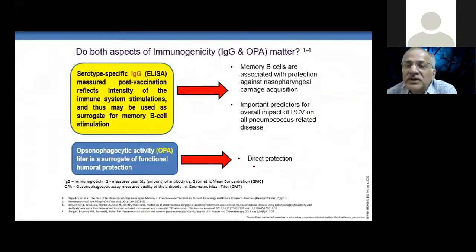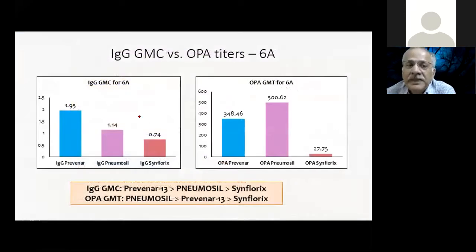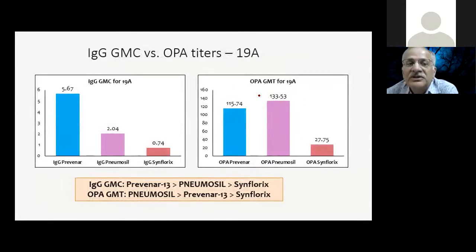But also they would mention that direct protection is the OPA titers, and that is what I was telling you. Always see the OPA titers, which are more important. Why do we need to see OPA titers? I'll just give 2 examples. When you see IgG GMCs versus OPA titers, with IgG GMC, the PCV13 had very high levels and the new PCV had low. But when you see OPA titers, the new PCV had the highest levels. So OPA, like I told you, is more important. OPA is what you need to study, and I'll show you more charts with this.